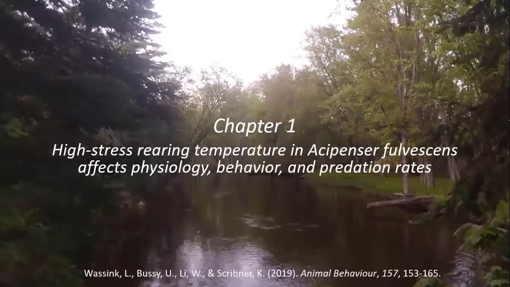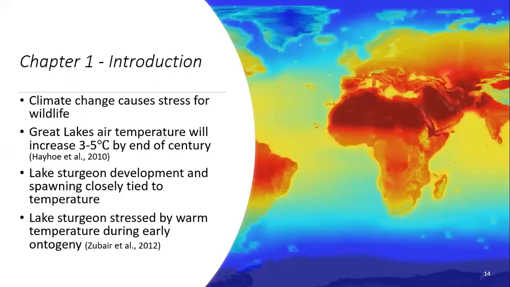Moving on to chapter 1, I looked at high temperature. Climate change is one of the major sources of stress for wildlife populations. Great Lakes fishes are facing temperatures that are higher and more rapidly fluctuating. In the Great Lakes region, by the end of the century, there's going to be a 3 to 5 degree increase in temperature, and that's within the lifetime of one individual sturgeon. This is particularly a problem for lake sturgeon because their entire life is very closely tied to temperature. Temperature determines their developmental rate during early life stages, and when they're adults, temperature cues the beginning of the spawning season. We already know that lake sturgeon are stressed by warm temperature during early life stages. What we don't know is how that impacts fitness.